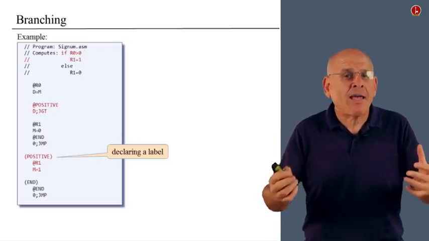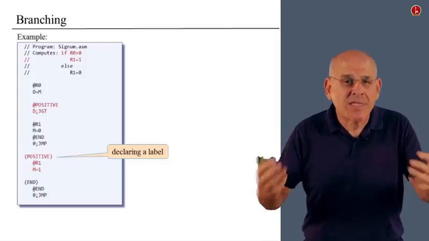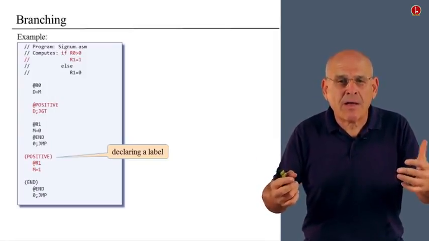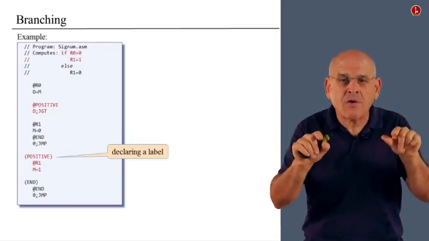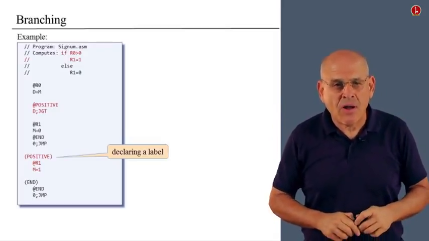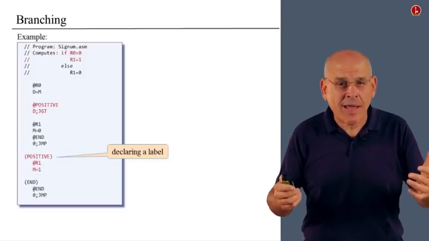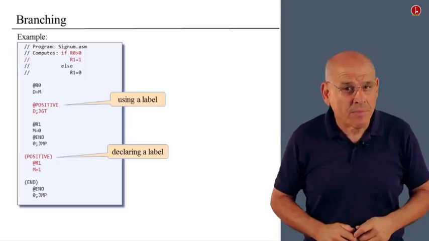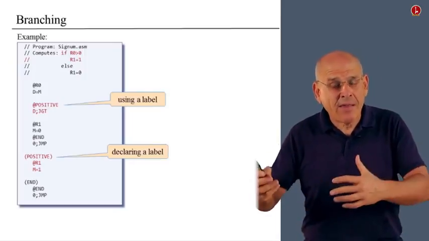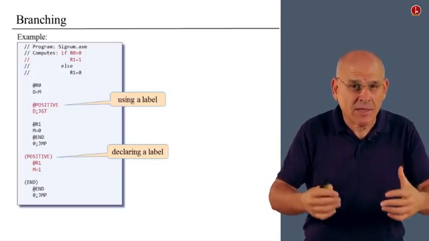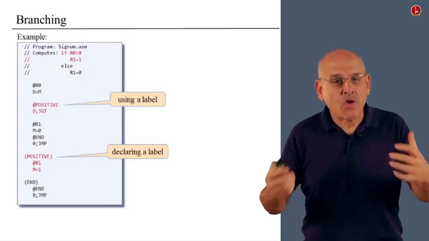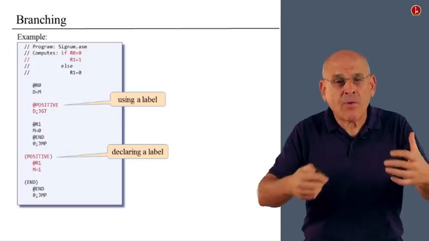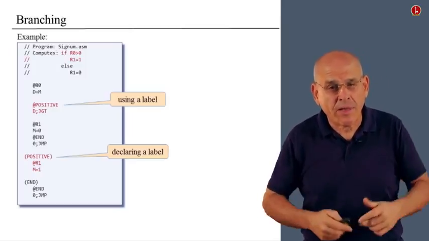And when we designed the Hack assembly language, we decided that label declarations will be made by just writing the label and enclosing it into round parentheses. So this is how we declare a label in the Hack assembly language, and this is how we use the label. So instead of saying @8, we now say @positive. And it is the job of the assembler and the translator to translate these labels into concrete numbers.